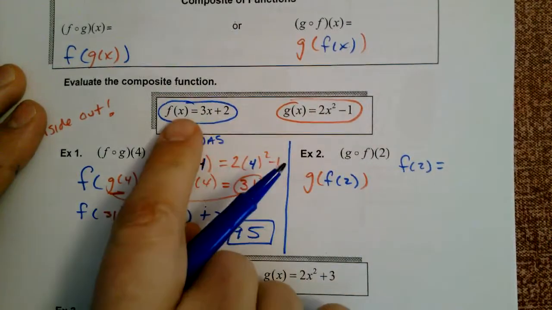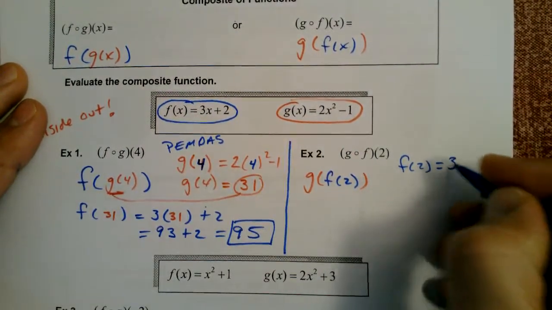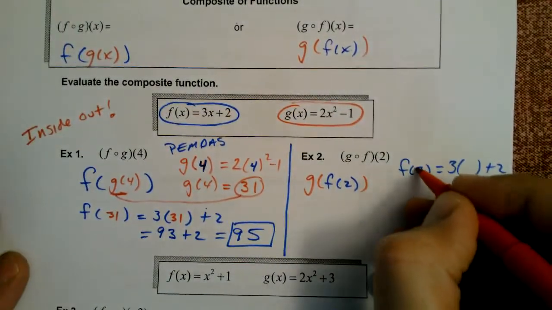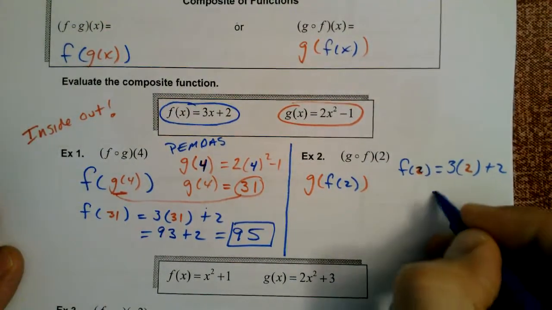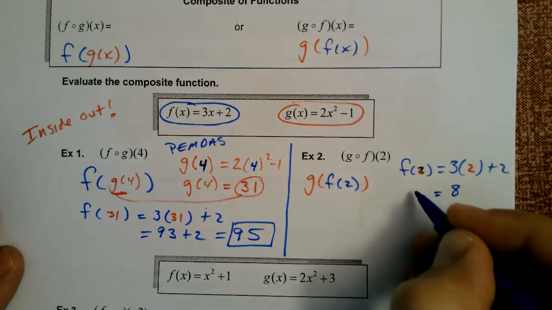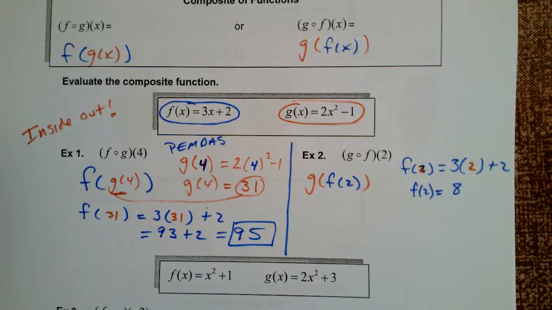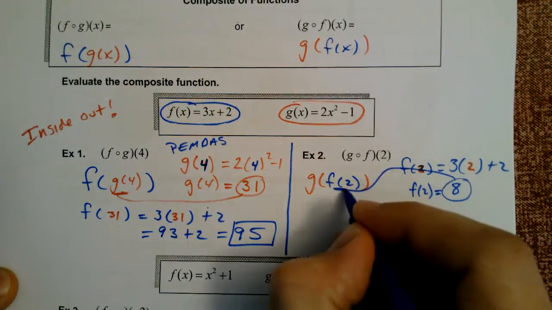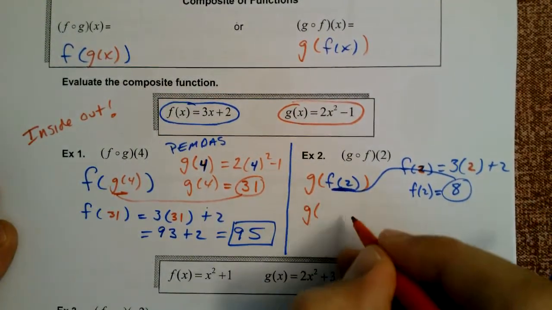So f tells me which one to do. I do the blue one. F of x is 3x plus 2. And now I'm plugging in 2 for x. That's my input. I got to see what I get. What's my output? 3 times 2 is 6. 6 plus 2 is 8. So f of 2 is 8. Everybody okay with that? Easy peasy? Now I take that and I plug it in right there. So I'm really finding g of 8.